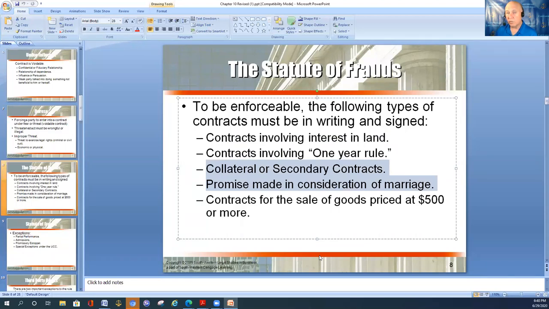Contracts involving the 1 year rule. I don't remember if I told the story on that. I've got a neat little story, but it'll take more time tonight than I want to, involving a lifetime contract. But basically, the 1 year rule means this. Any contract that can't be completed within 1 year must be in writing to be legally enforceable. So if you hire me for 3 years to perform marketing services for your business, that contract to be legally enforceable must be in writing. Why? Because you can't do a 3 year contract in less than a year. Any contract whose terms cannot be completed within 1 year must be in writing.